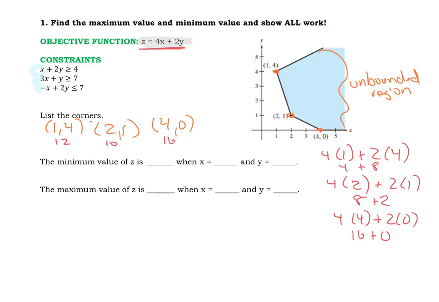Well, I crossed out the wrong one, didn't I? We're going to only do the minimum. We aren't going to do the max because it's unbounded. And the minimum value between these three is 10. So the minimum value is 10 when x is 2 and y is 1. So that's the second part of what we're going to do when we do a full problem.